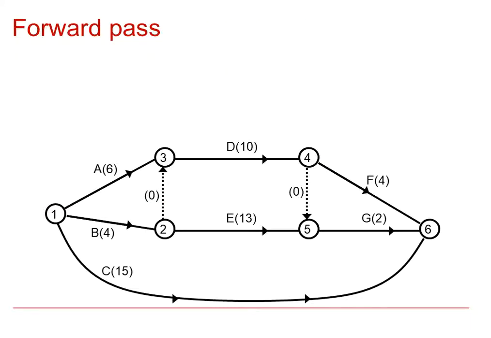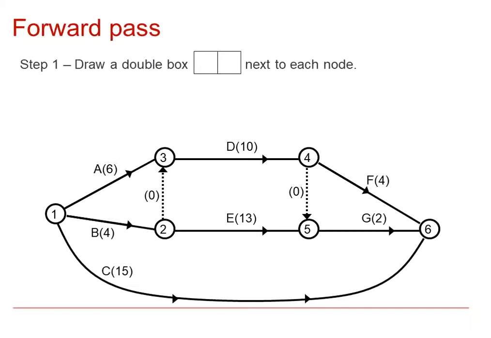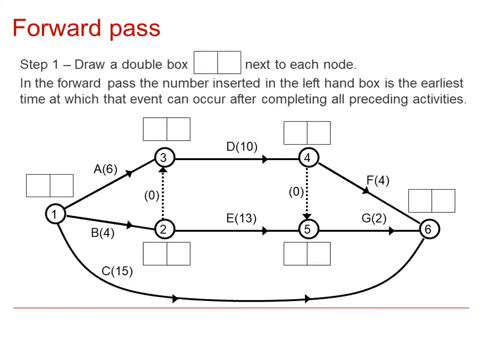So in this example, here's our activity on arc network, and the first thing we do is draw a double box at each of the nodes. So in the forward pass, we insert the number in the left hand side of the box, and this is the earliest time at which an event can occur after completing all the preceding activities.